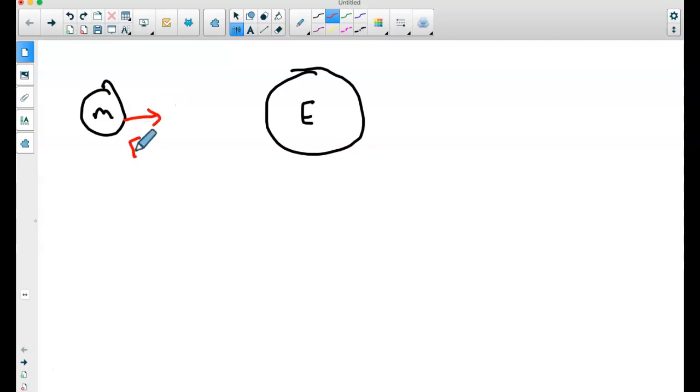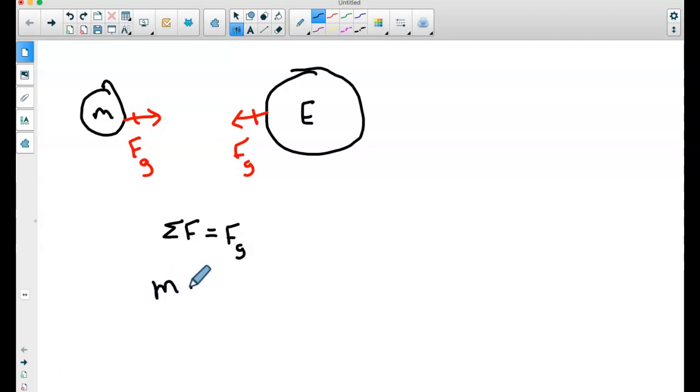Now, if I do a quick free body diagram, the main force acting on the moon is the force of gravity from the Earth. It's also worth noting that the Earth experiences a force of gravity from the moon, and these two forces are equal because they're describing that same interaction. So, the net force on the moon is equal to the force of gravity between the Earth and the moon.